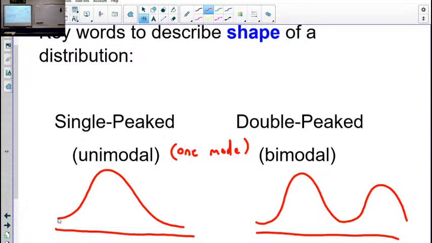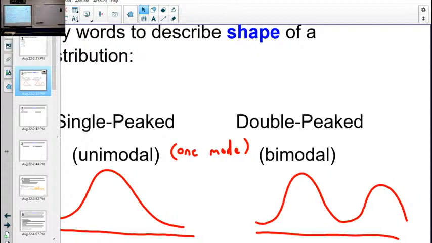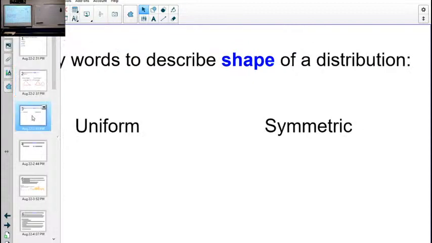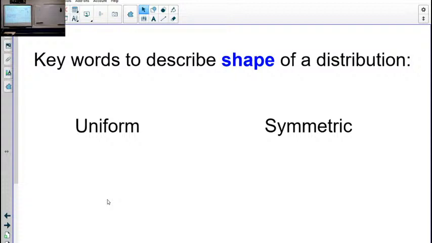So if you ever see something saying that a distribution is bimodal, it just means that it has two peaks in it. Most of the distributions we look at are going to be unimodal. So let's talk about some of those. If we've got a single peak, well, let's talk about if we don't have a peak at all first.